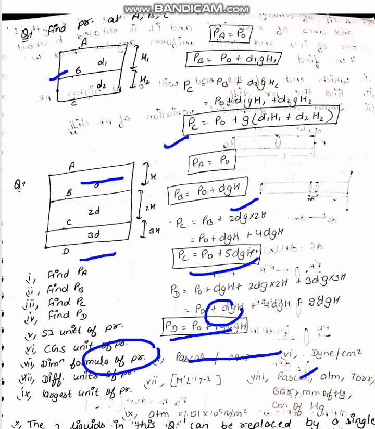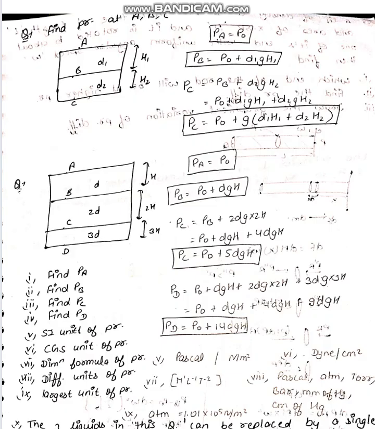Then there is another algebraic type of question. There are two liquids with densities d1, d2 and heights h1, h2. We need to find the pressure at different points. The pressure at A is going to be P naught. Then the pressure at B is going to be P naught plus d1 g h1. Now the pressure at C is going to be Pb plus d2 g h2. After calculations, we can find the pressure at the 3 points.